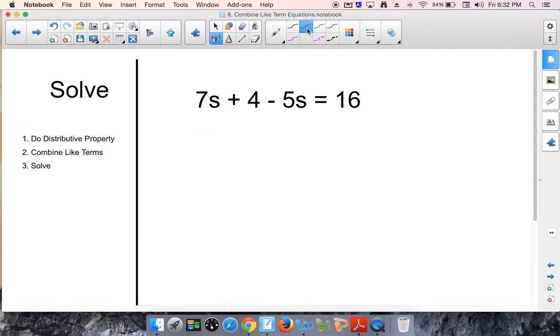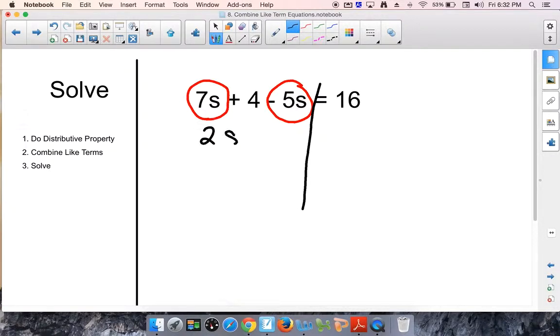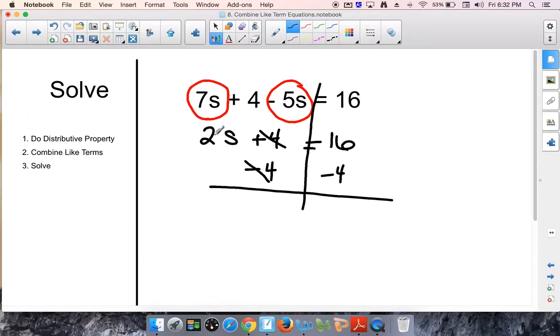All right, let's take a look. I'm going to put 7s with a minus 5s, and 4 is done. So we have 7s minus 5s is 2s plus 4 equals 16. So now I'm going to subtract 4 from both sides. Cancel my 4's because 4 minus 4 is 0, and I'm left with 2s equals 12. Divide both sides by 2, divide by 2, and s equals 6.